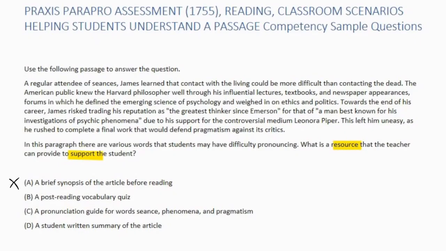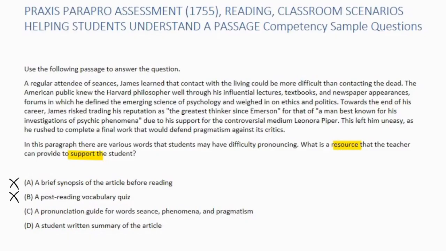For B, a post-reading vocabulary quiz. Well, while it's good to check student understanding, notice in the question we are wanting to provide support for students having difficulty with pronunciations. So a quiz isn't likely to give students understanding of word meaning. For C, a pronunciation guide for words seance, phenomena, and pragmatism. This could very well be the correct answer because by providing students with a pronunciation guide, the teacher helps students understand how to pronounce the new words before they encounter them during context. So this is likely the best answer, but let's read answer choice D first.